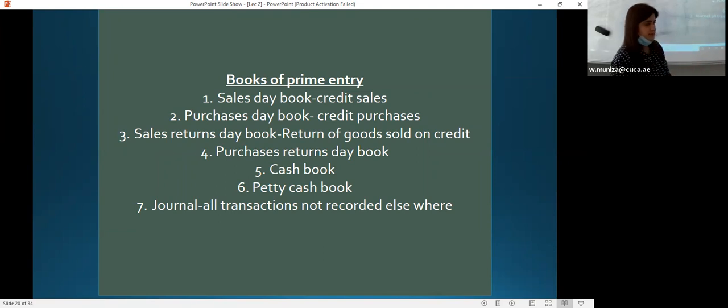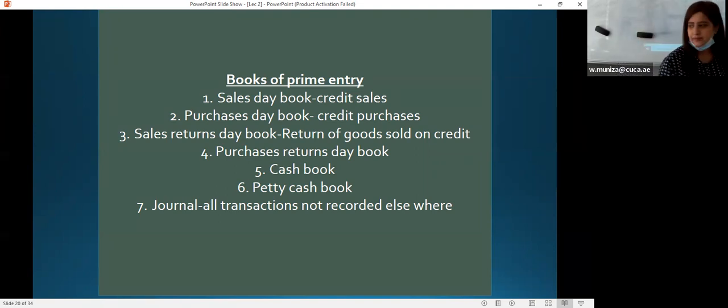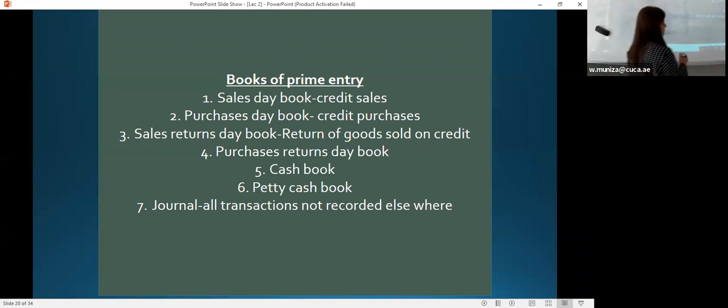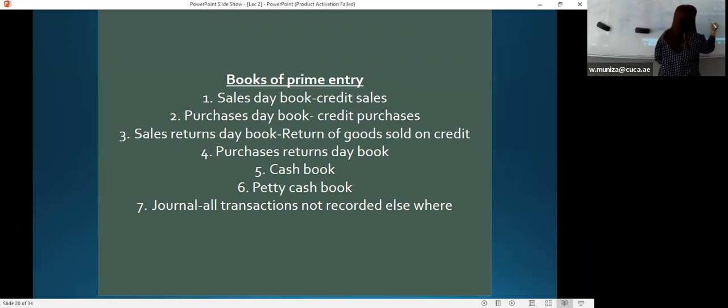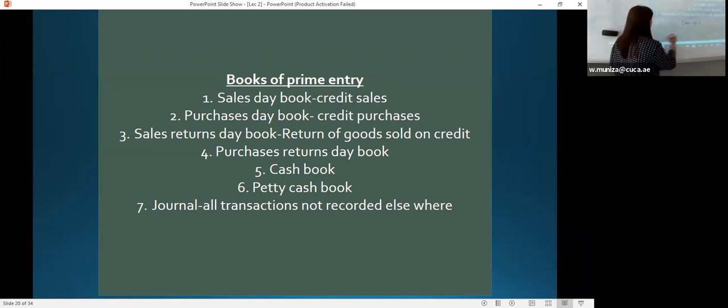My dear students, whenever any transaction has to be recorded, it will be bringing a double effect. And for recording that double effect, one account is debited, which we do denote as DR. One account is debited and the other is credited, which we do denote as CR.